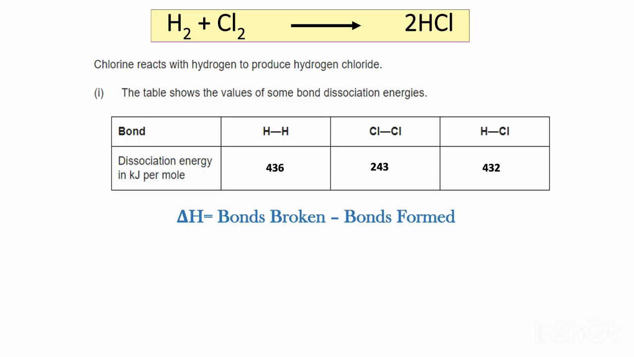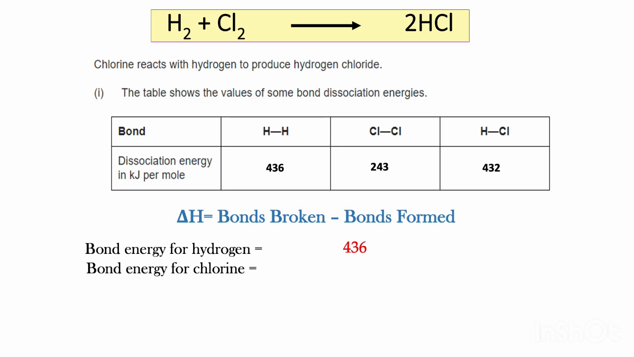What is the bond energy of 1 mole of hydrogen? 436 is correct. Now, what is the bond energy of 1 mole of chlorine gas? 243 kilojoules per mole. Wonderful. Let's not forget those units. Now that we have the bond energy for the reactants, we are going to find the sum of that. So that is equal to 679 kilojoules per mole.